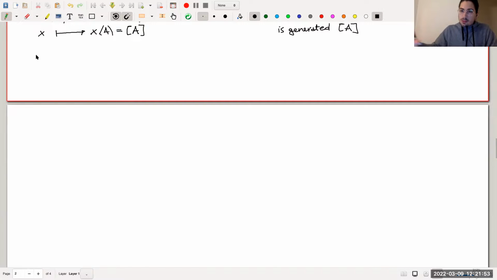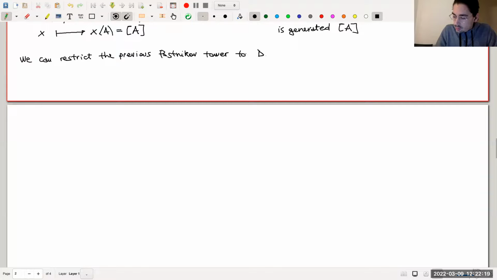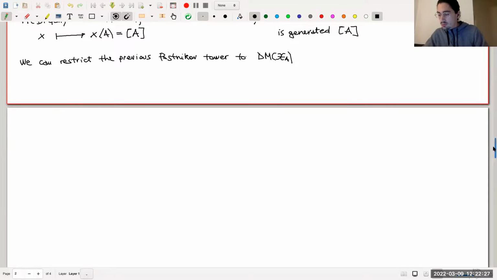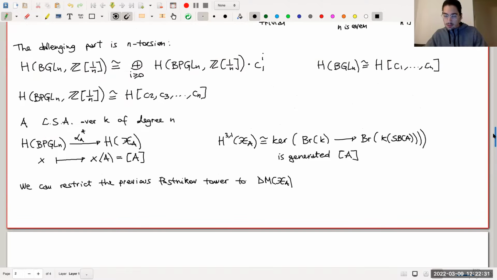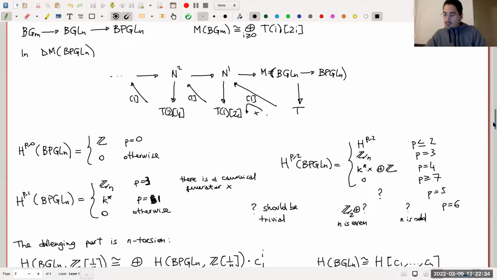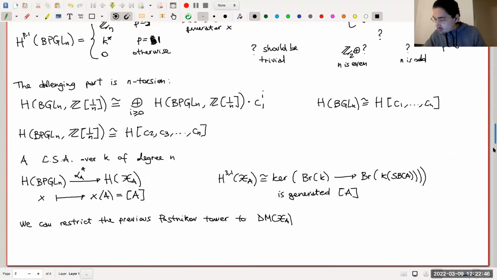Now, before we had this Postnikov system, which had all this decomposition in terms of Tate motives, and we can restrict the previous Postnikov tower to DM of the Čech simplicial scheme of A, and then eventually apply the forgetful functor and go to DM, the triangulated category of motives over the base field. So what I'm doing here is taking this Postnikov system over BPGLN and pulling back over this Čech simplicial scheme of A.